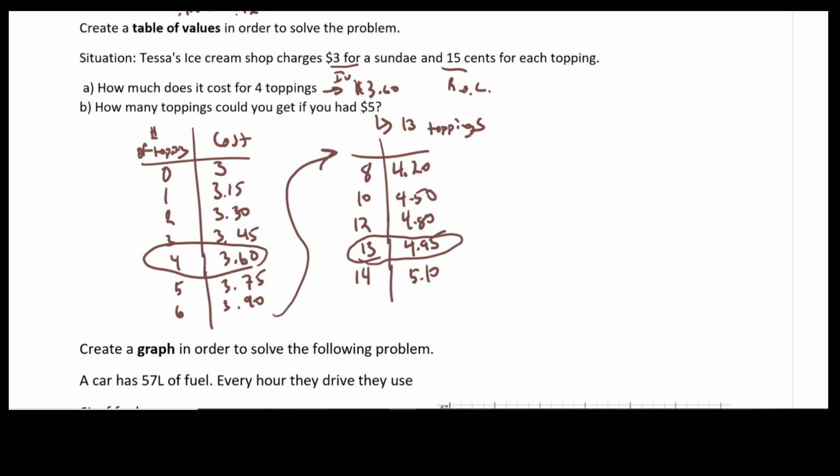So again, table of values, nice way to solve it. Just remember, if you need to go way down the table, it makes sense to start skip counting. But again, if it was a different type of problem and we had to go up to like 100, it wouldn't be toppings on an ice cream sundae, but if we had to go up to 100, maybe table values wouldn't be the best way to solve this problem.